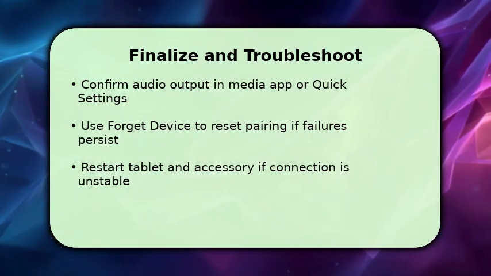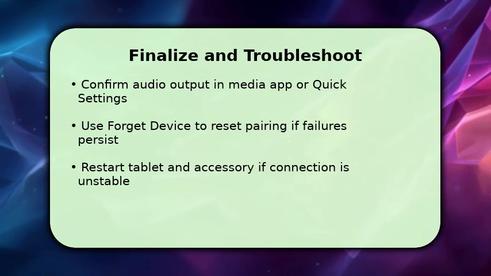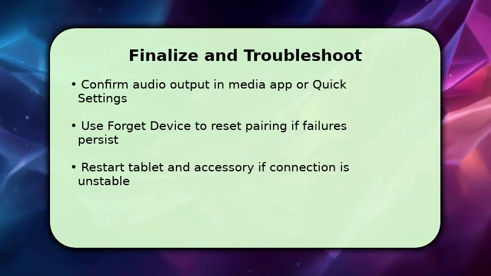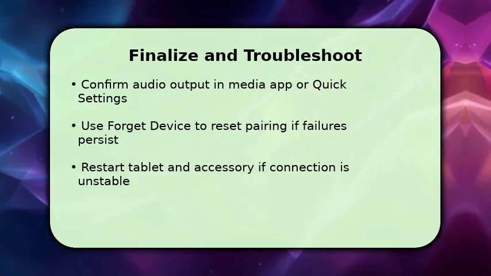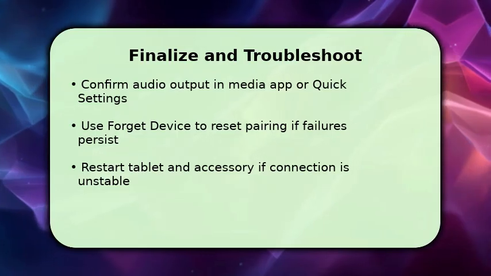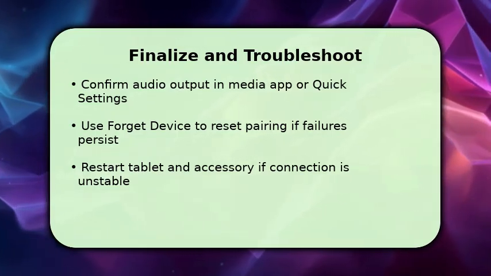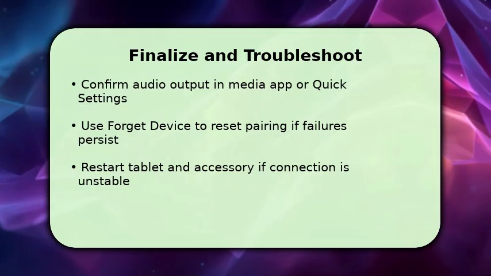You finish by verifying audio or data flows to the Bluetooth device. Play media, then check quick settings to confirm output. If the device fails to connect, choose Forget Device in the Bluetooth list and repeat pairing. This clears stale profiles that block reconnection.